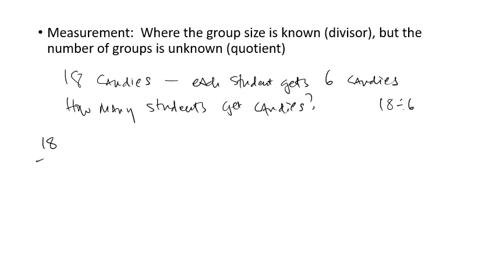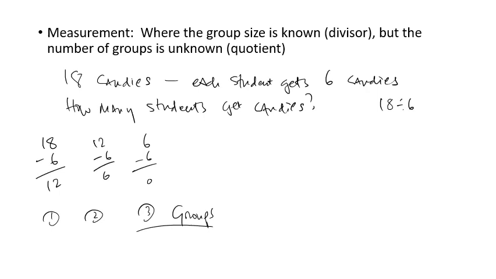So we've got 18 minus 6 is 12. 12 minus 6 is 6. And then finally 6 minus 6, that minus sign is not very convincing. 6 minus 6 equals 0. And so we can see 1, 2, 3. So now we know that there are 3 groups. And so that's my quotient, my 3.